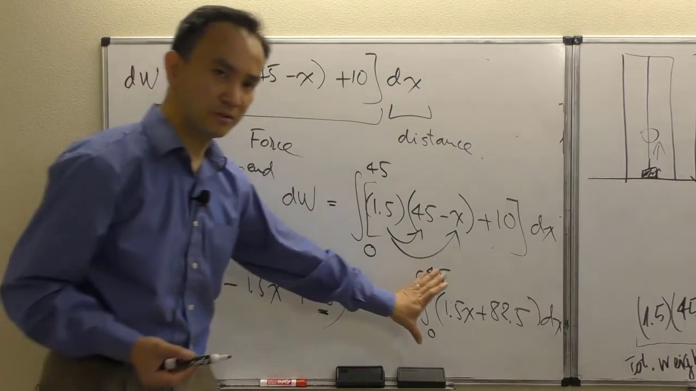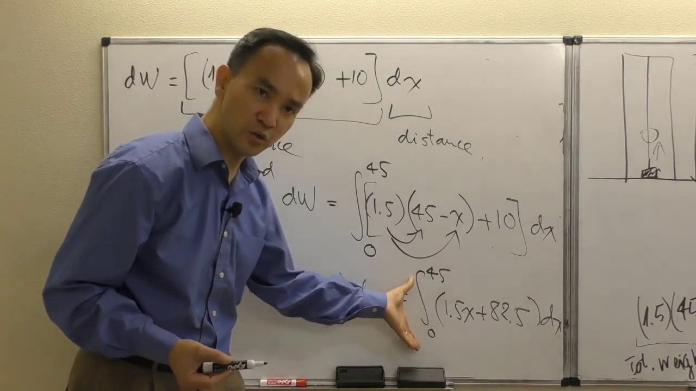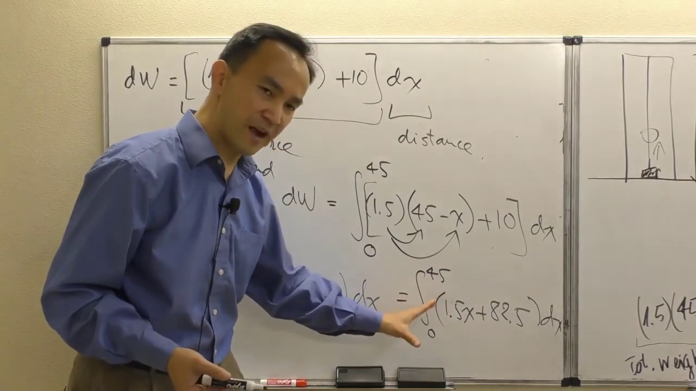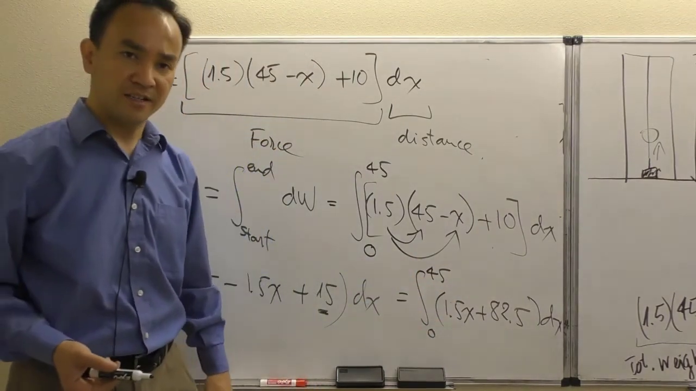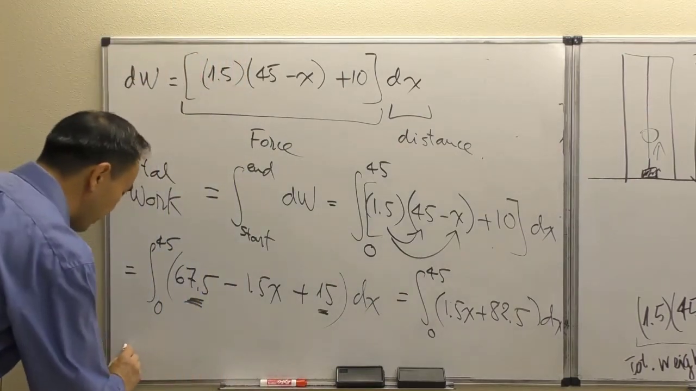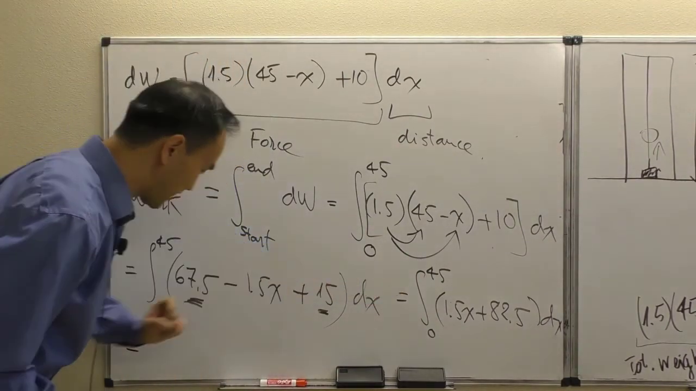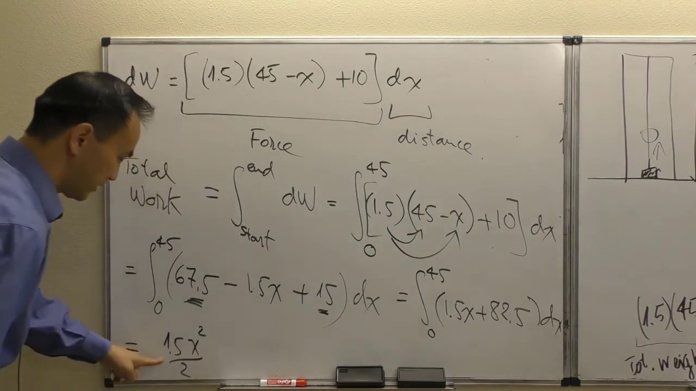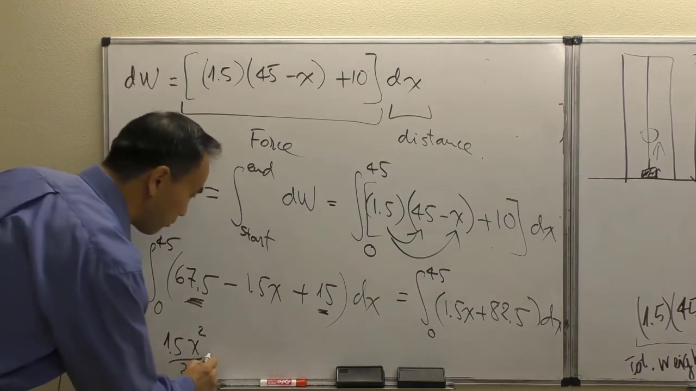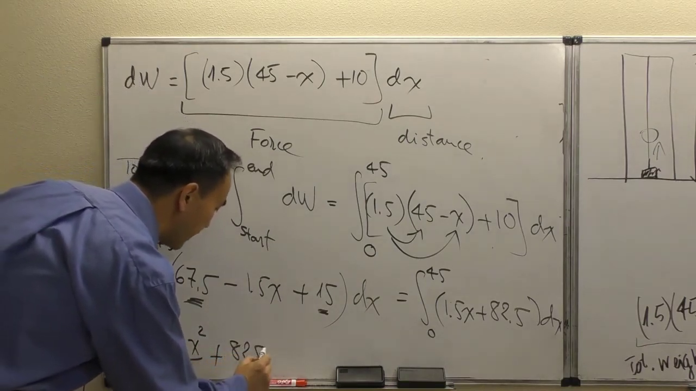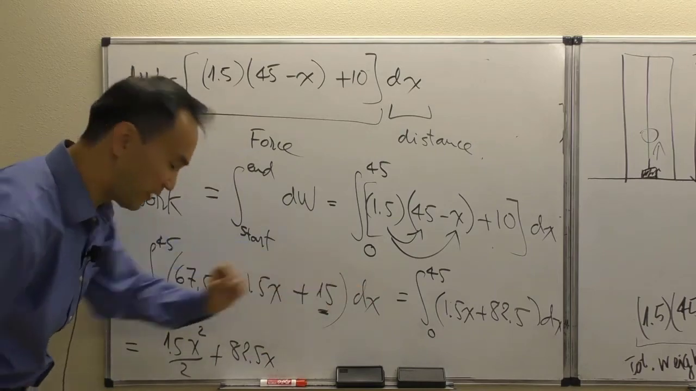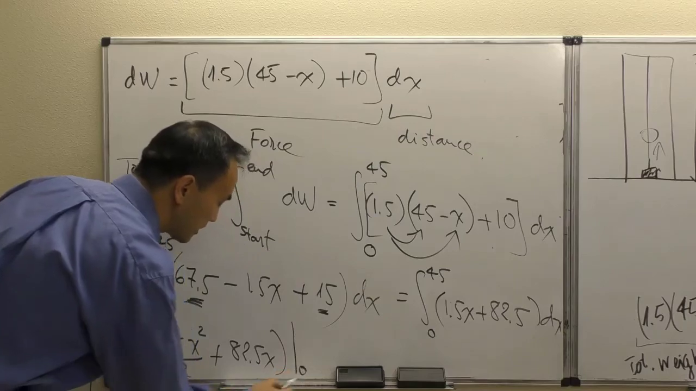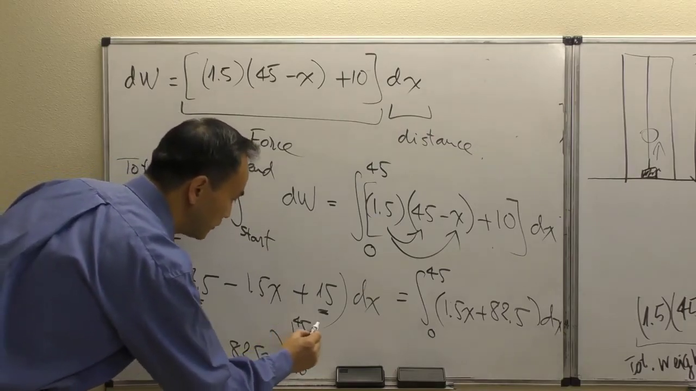Now, with this problem, we can use the fundamental theorem of calculus to get it done. I mentioned the fundamental theorem of calculus earlier when we were working with part A. So it tells me that I can do 1.5x squared over 2, which is the antiderivative of 1.5x, plus 82.5x, which is the antiderivative of 82.5. This is the total antiderivative of the entire function, and we're now going to evaluate it from 0 to 45.